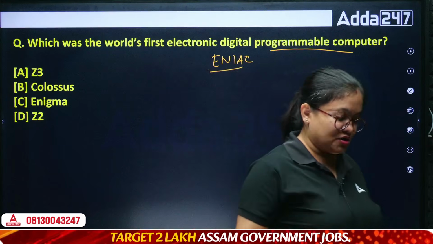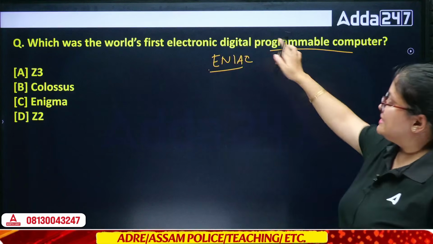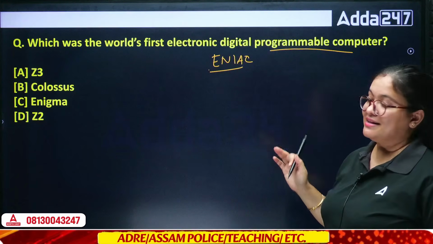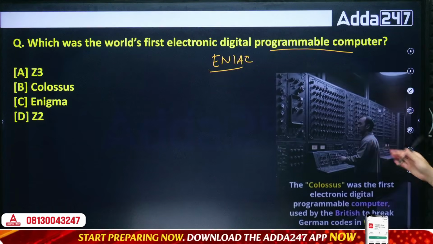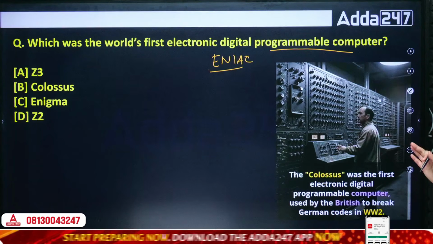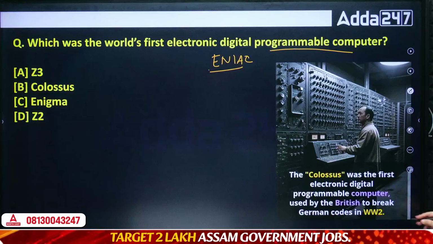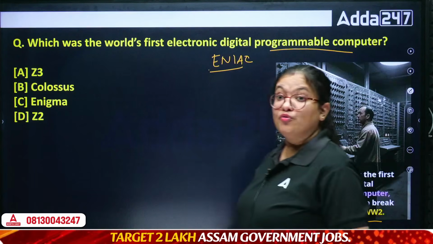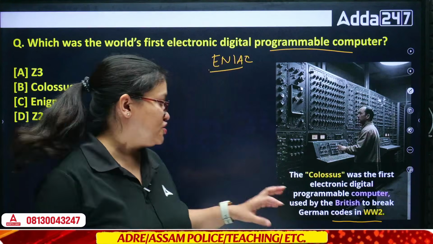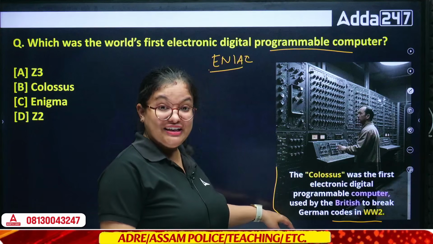Whenever the question is asked as the world's first electronic digital programmable computer, the name is Colossus. This was the first digital programmable computer, made during World War II. Who made this? It was first made by the British, to break the German codes in World War II.